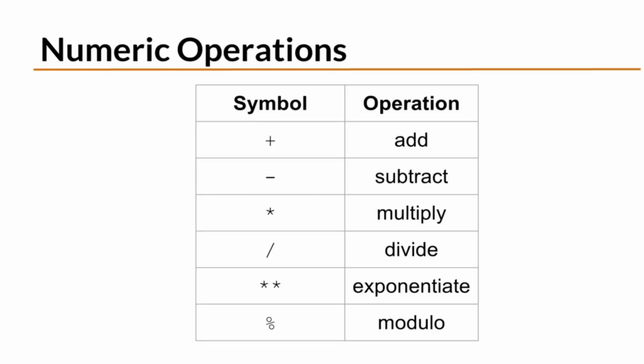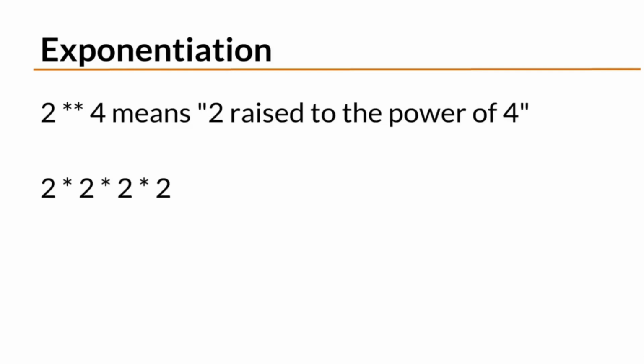The Python interpreter can perform several operations with numbers. Here's a table of the most commonly used numeric operations. Use the plus sign to add, the minus sign to subtract, an asterisk, or star as I like to call them, to multiply, a forward slash to divide, a double asterisk or double star to exponentiate, and a percent sign for modulo. You're probably familiar with most of the symbols in the previous table.